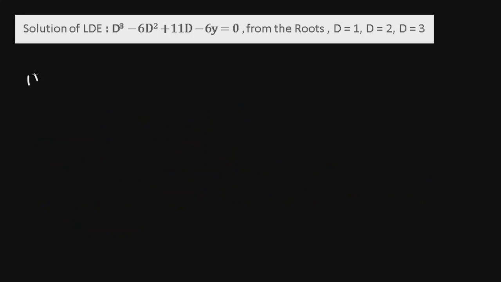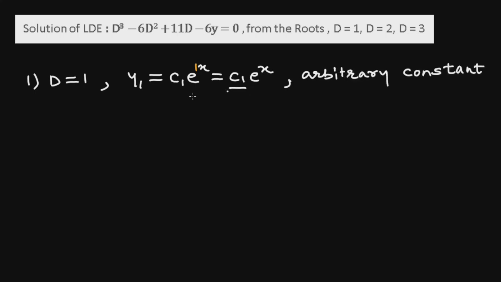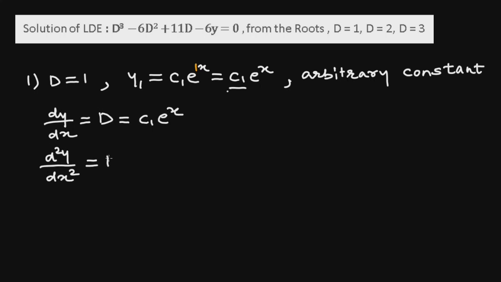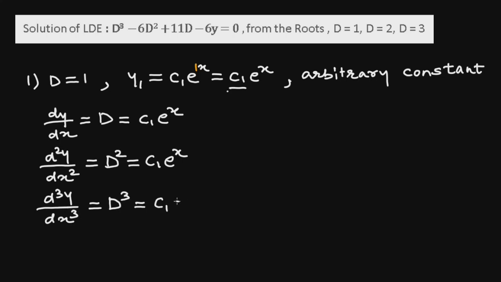For the first root D equals 1, we have the solution to this linear differential equation, y1 equals c1 e raised to 1x, or c1 e raised to x, where c1 is an arbitrary constant. After differentiation, we get dy by dx, D, equals c1 e raised to x; d2y upon dx square, D square, equals c1 e raised to x; d cube y upon dx cube, D cube, equals c1 e raised to x.